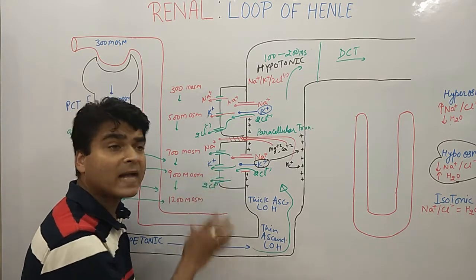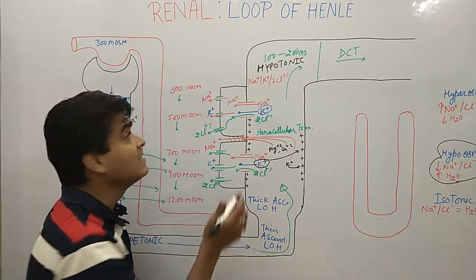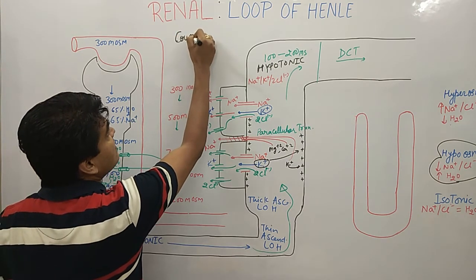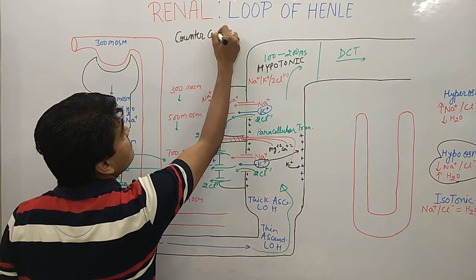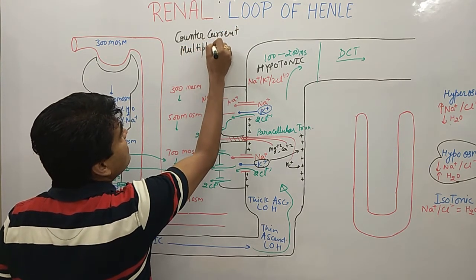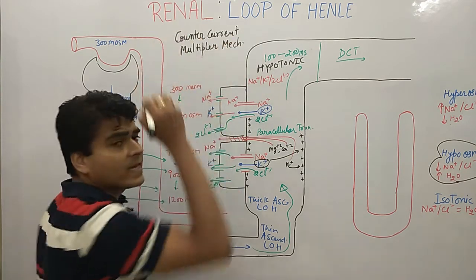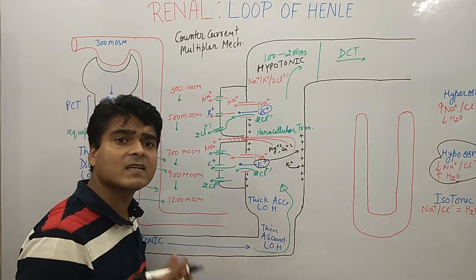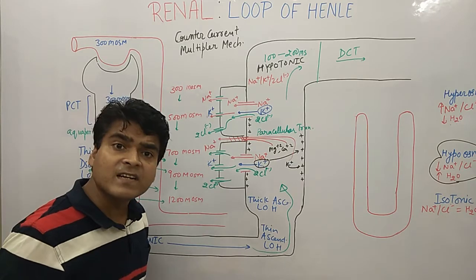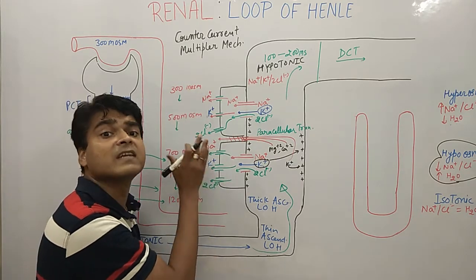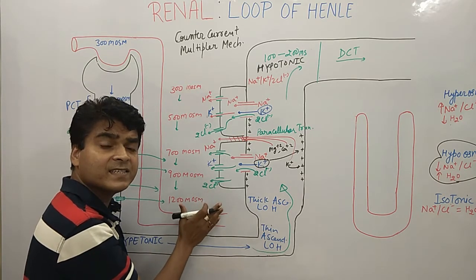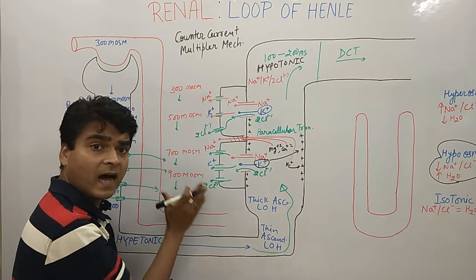Such a mechanism is known as a counter current multiplier mechanism. So by this mechanism we are generating the medullary interstitial gradient. Okay, so through this mechanism we are generating what? The medullary interstitial gradient. Clear, everyone? Okay, are you able to understand?